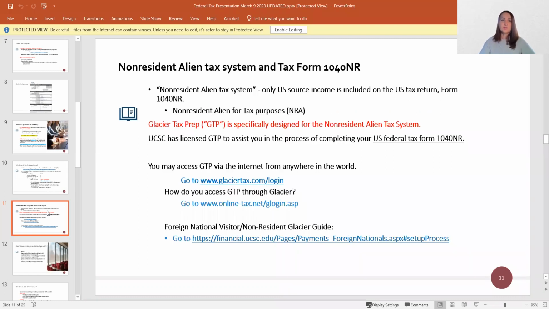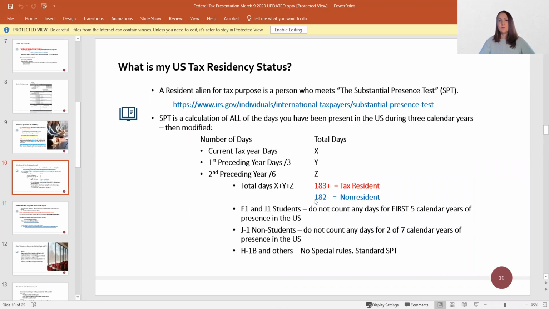So now let's talk about non-residents. As in the prior slide, you're on an F1 or a J1 non-scholar visa. You may disregard resident status for a while, because for the first 5 years you don't need to worry about it, and for a J1 visa you don't need to worry for the first 2 years. So you're a non-resident for a while, while you're here in school.